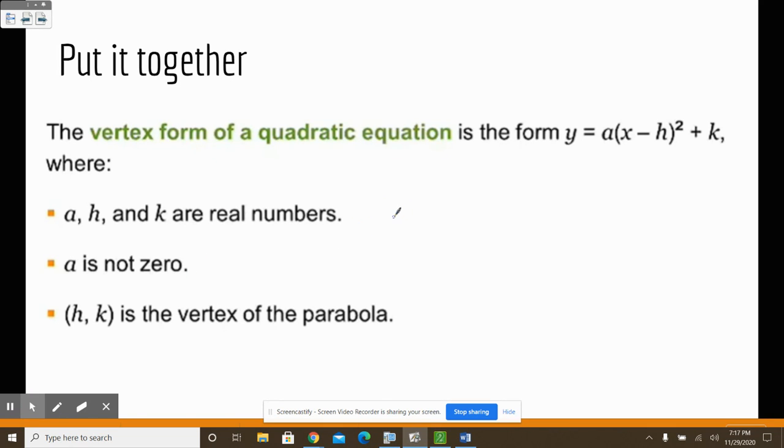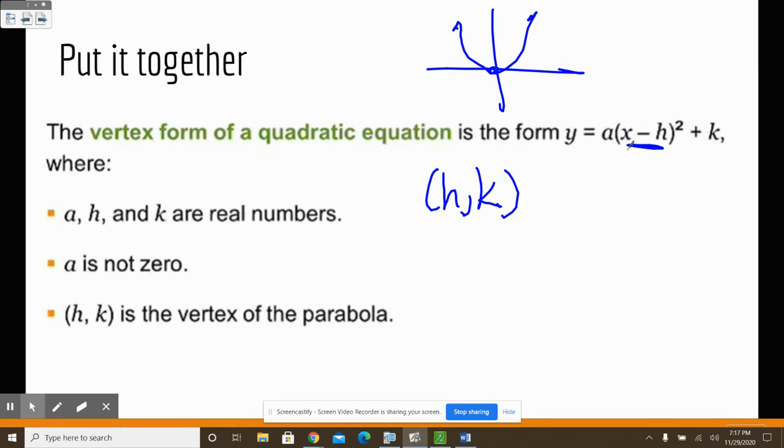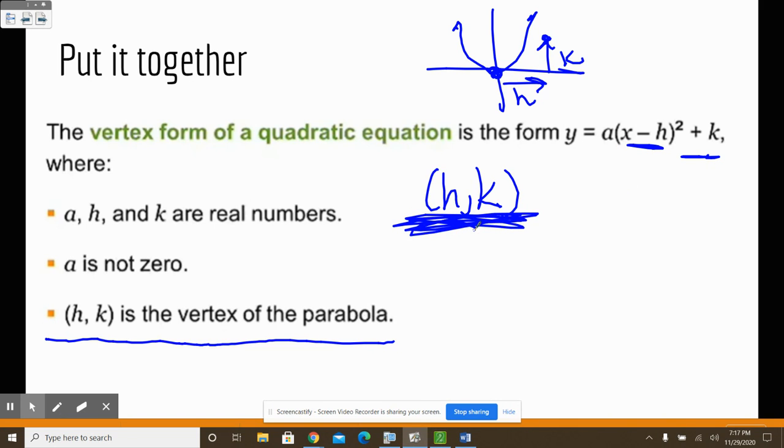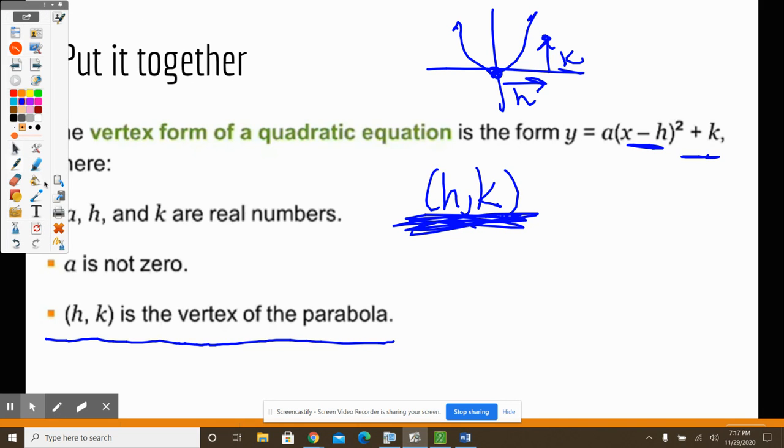If you put it all together, then the vertex is going to be (h, k), because where the mother function started at (0, 0), I'm going to go to the right h, and then I'm going to go up k, and that will be where my new (0, 0) is, or my new vertex. So (h, k) is the vertex. This A we're going to talk about in a second. That's called the stretch factor, and we'll look at that in a minute. But right now, you need to know that (h, k) is the vertex, and we can do both moves at once.